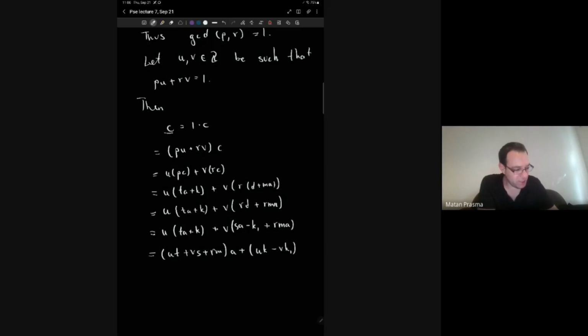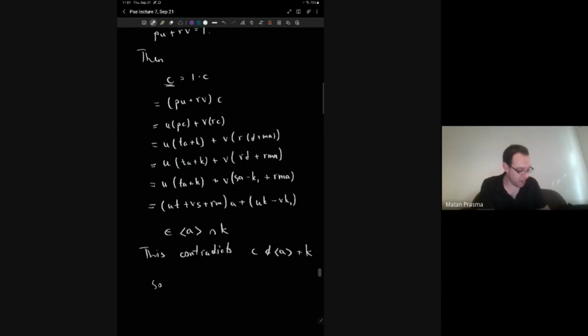And what you see here is that C is an element in the group generated by A intersection K. This is a contradiction. We chose C to be not in this group. And we conclude that G is simply equal to A plus K. So G is equal to the sum of two groups whose intersection is trivial.